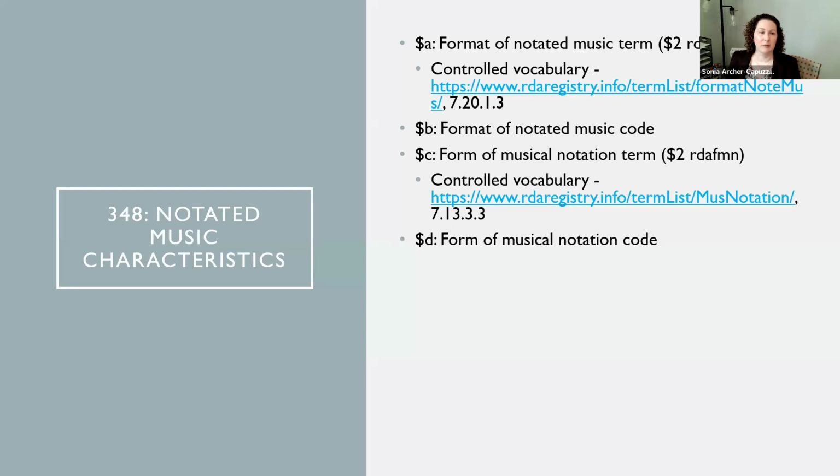All right, what you've all been waiting for, notated music characteristics, 348. All right, so there are 4 main subfields here. Format of notated music, the code for that, musical notation term, form of musical notation term, and then the code for that. I have links out to the vocabularies for those.